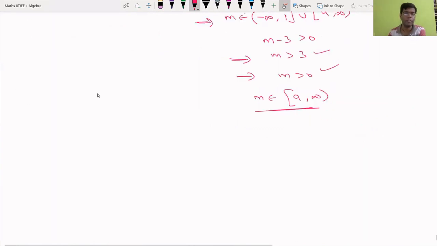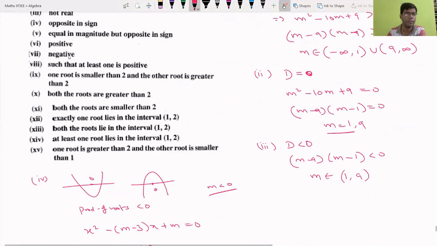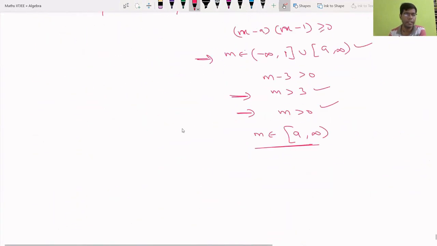Now let's take the next one, that is the seventh one, when both the roots are negative. So in this case, alpha, beta are both less than 0. So in that case, I will have discriminant greater than equal to 0.